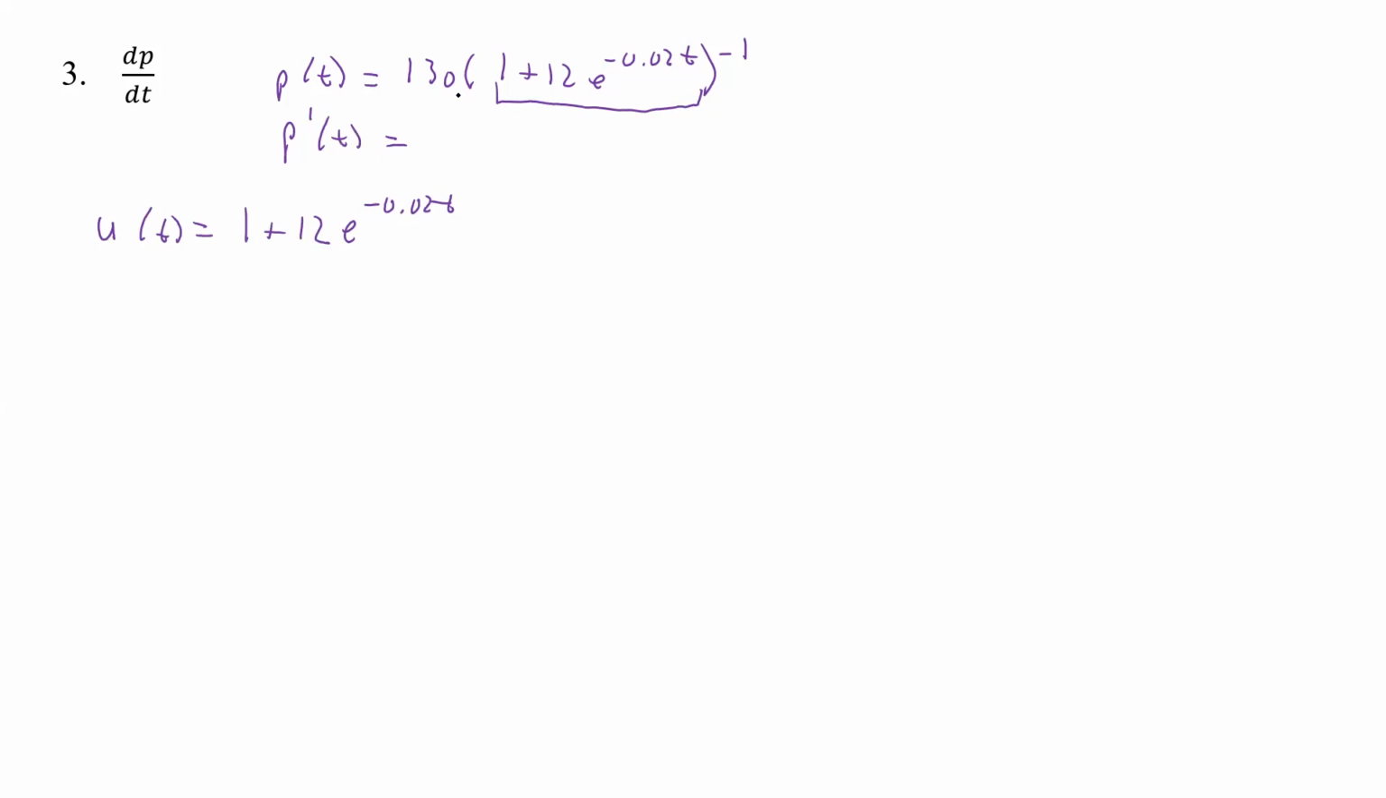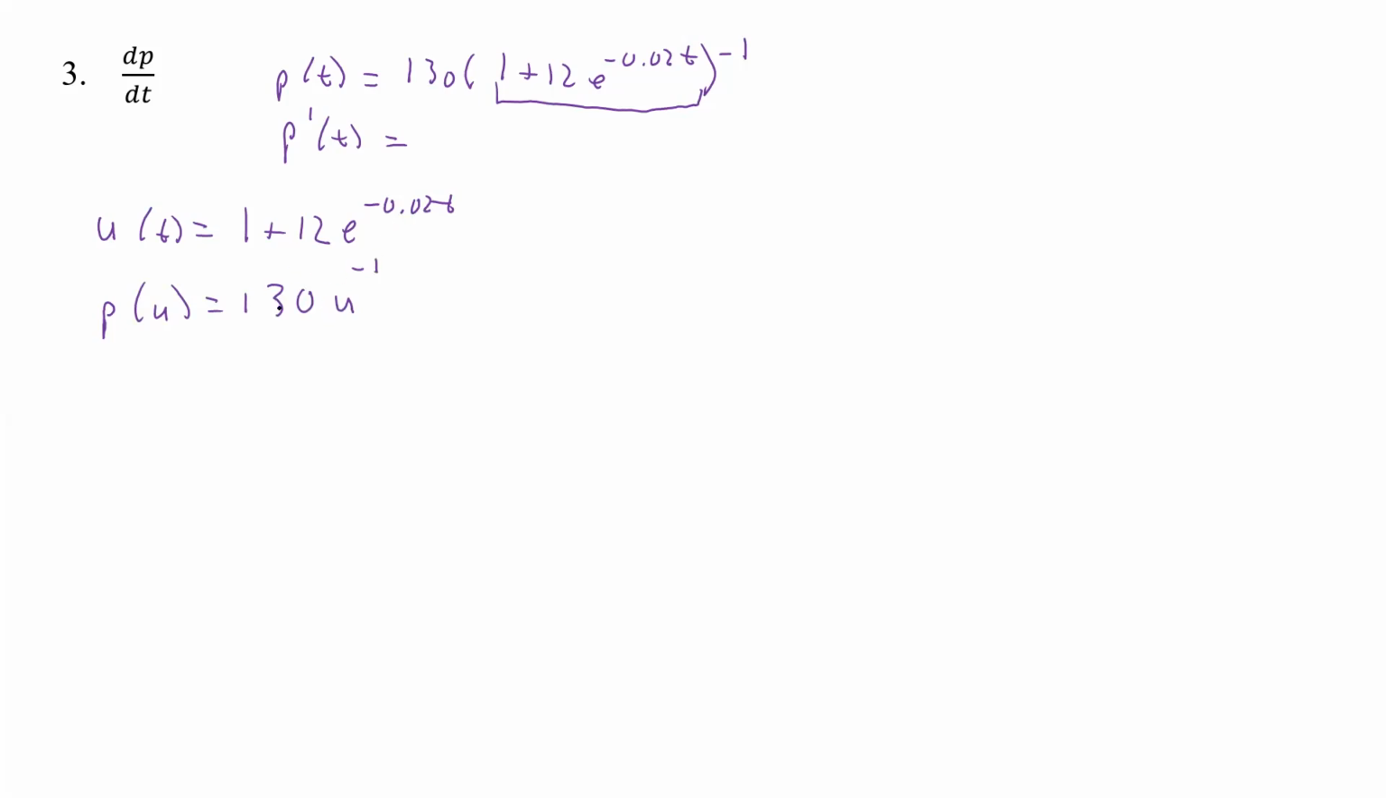And now what I can do is write p in terms of u, instead of the other. Because we replaced t with u, that is now going to be 130, and then it's going to be u to the negative 1.